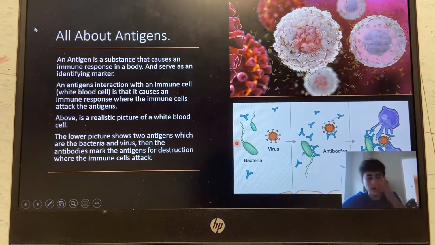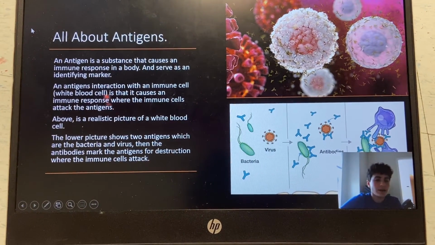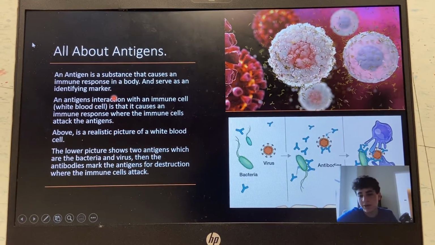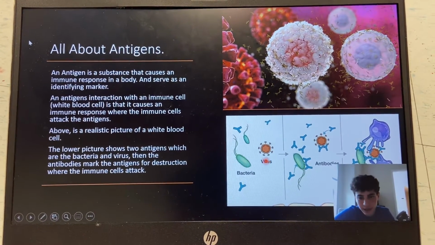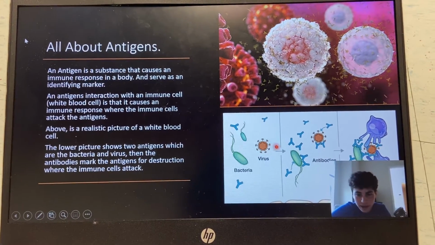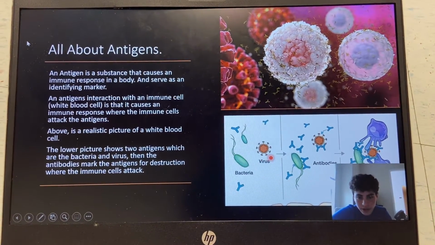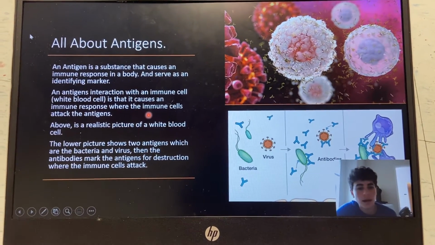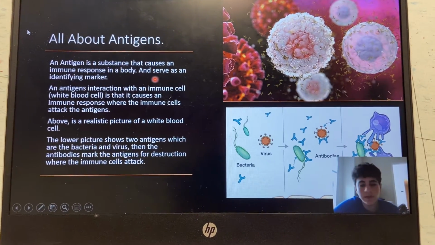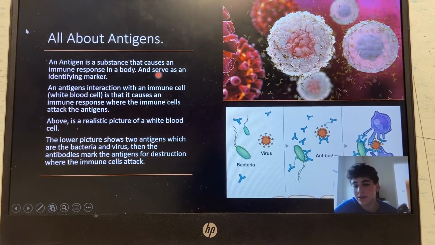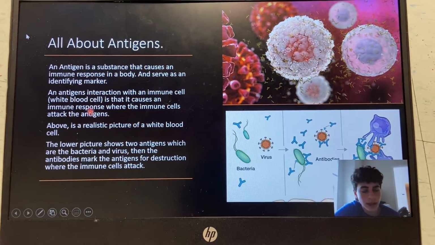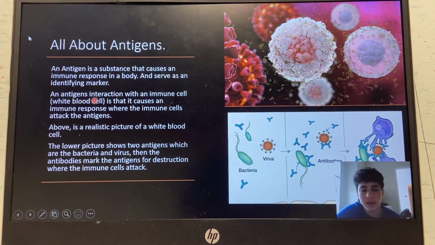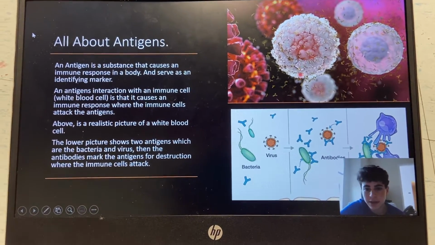So, next part is all about antigens. An antigen is a substance that causes an immune response. Like as you can see here on the side of this virus, these are antigens, like these little T shapes coming off of it. They serve as an identifying marker to an immune system. So an antigen's interaction with an immune cell, which is a white blood cell, as you can see here. It's a pretty cool picture.